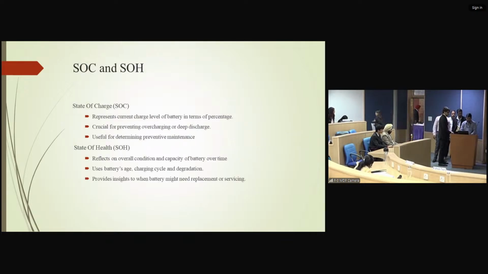So what is SOC and SOH? SOC is the state of charge. It basically represents the current charge level of the battery in terms of percentage. And state of health reflects the overall condition of the battery, like how after usage the battery capacity degrades over time.